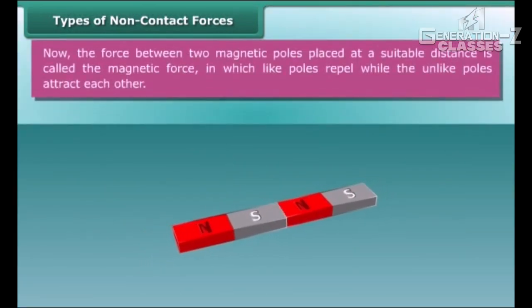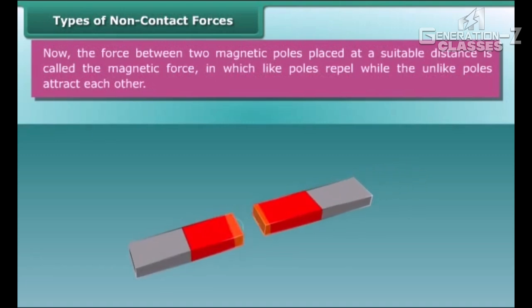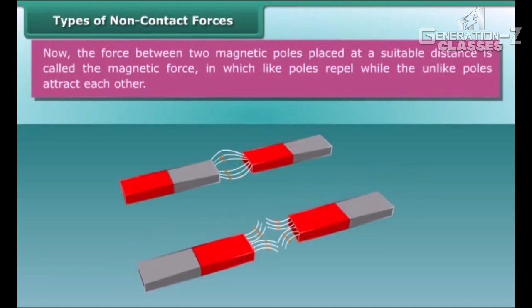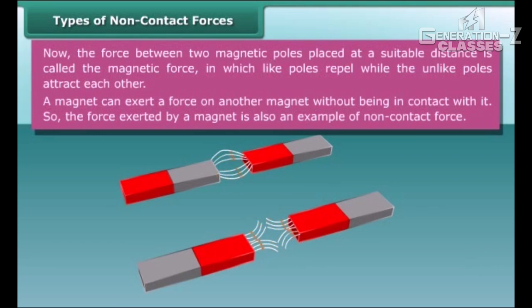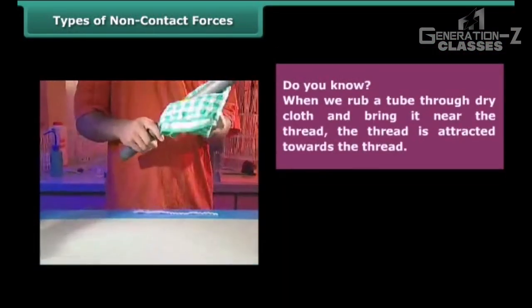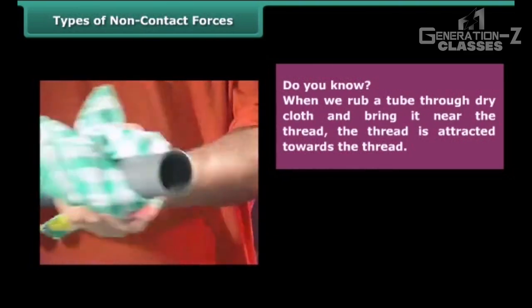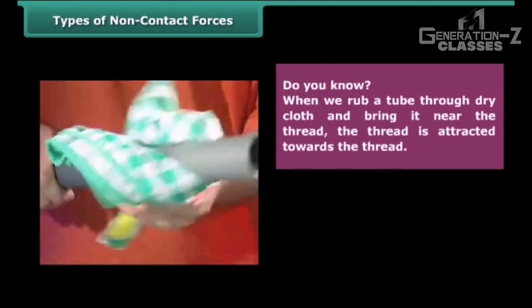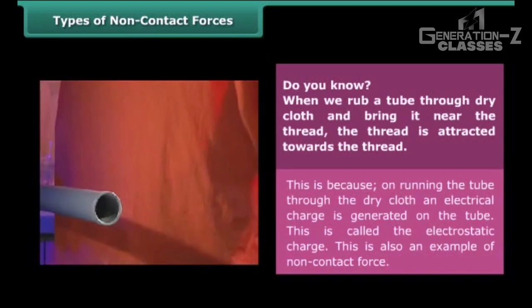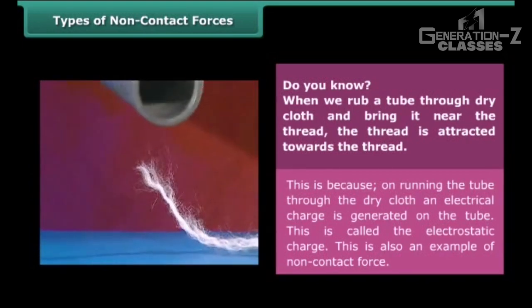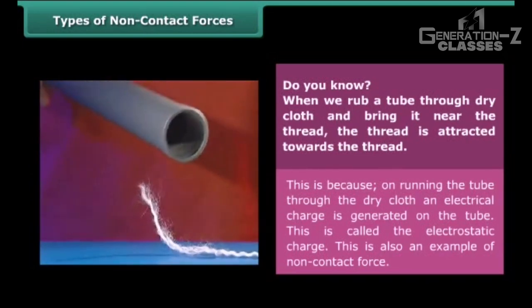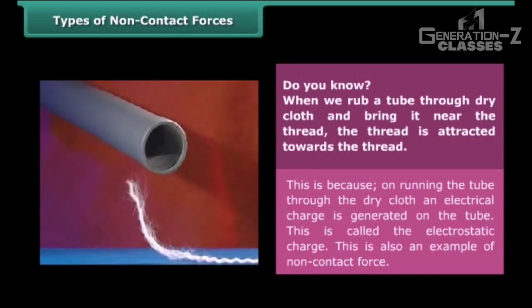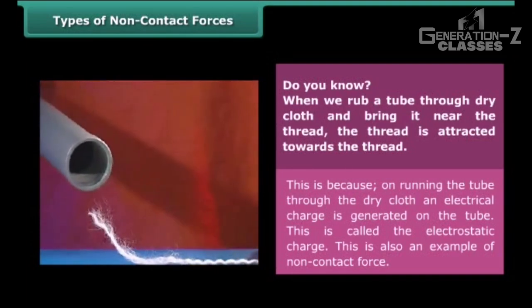Now the force between two magnetic poles placed at a suitable distance is called the magnetic force, in which like poles repel, while the unlike poles attract each other. A magnet can exert a force on another magnet without being in contact with it. So, the force exerted by a magnet is also an example of non-contact force. Do you know, when we rub a tube with a dry cloth and bring it near a thread, the thread is attracted towards the tube. This is because, on rubbing the tube with the dry cloth, an electrical charge is generated on the tube. This is called the electrostatic charge. This is also an example of non-contact force.